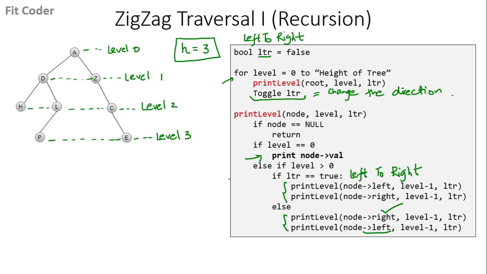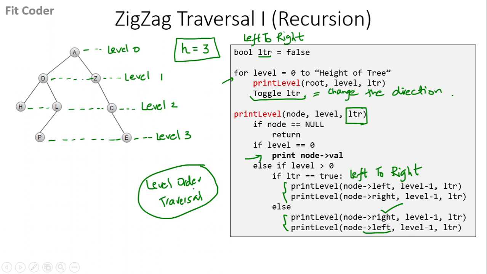This code is almost similar to the level order traversal that we discussed in the previous video. The only difference is the introduction of this LTR flag. Just here we check the value of LTR. If LTR is true, we go from left to right. Otherwise, we go from right to left. I'm not going into detail on how this code works because I've already explained it in the level order traversal video. I will link that video in the top right corner. You can have a look to understand how this recursion works.